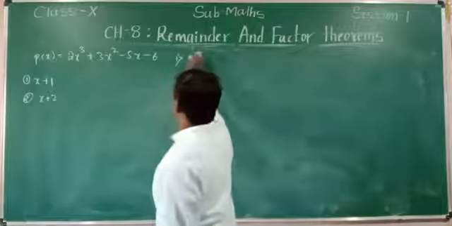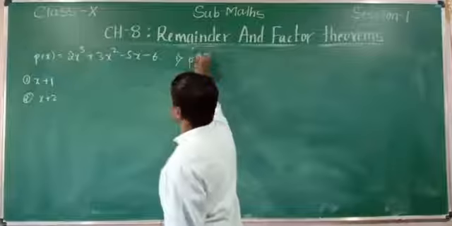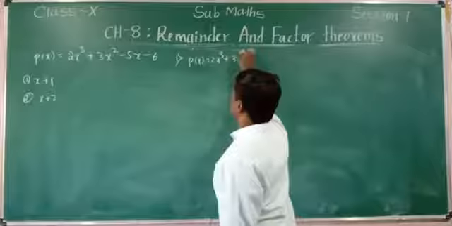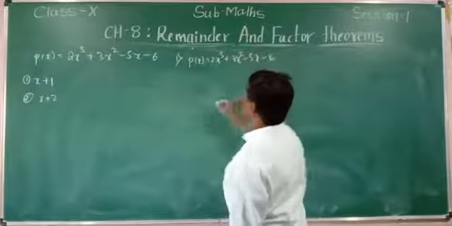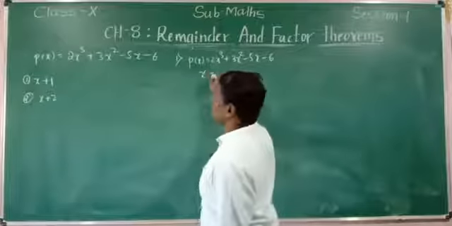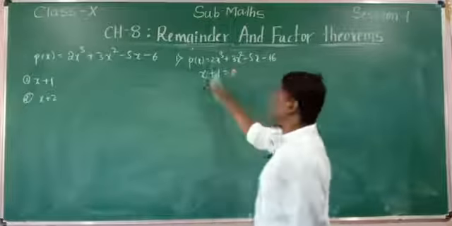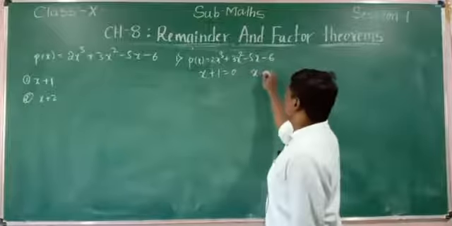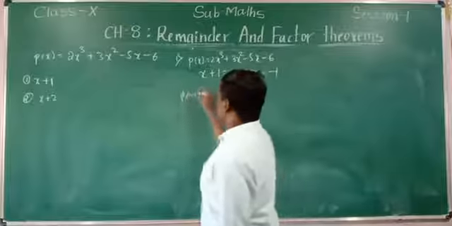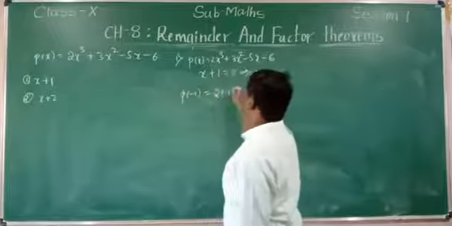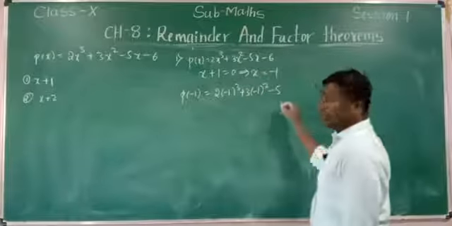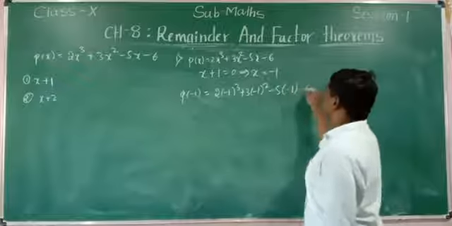Take the first one. p of x is equal to 2x cube plus 3x square minus 5x minus 6. For x plus 1, which is equal to 0, x plus 1 equal to 0 means x is equal to minus 1. So p of minus 1 is equal to 2 into minus 1 cube plus 3 into minus 1 square minus 5 into minus 1 minus 6.